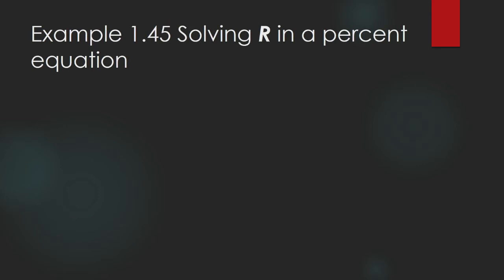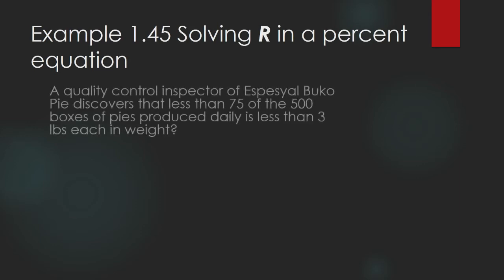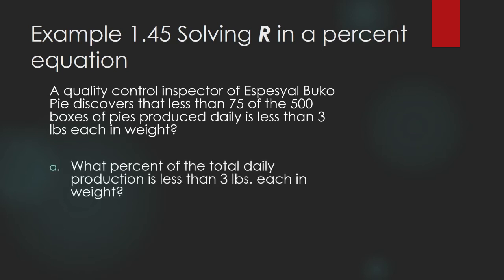Solving R in a percent equation. A quality control inspector of a special buko pie discovers that 75 of the 500 boxes of pies produced daily are less than 3 pounds each in weight. What percent of the total daily production is less than 3 pounds each in weight? So this is the situation. We have 500 boxes of pies. So each of these represents 100.